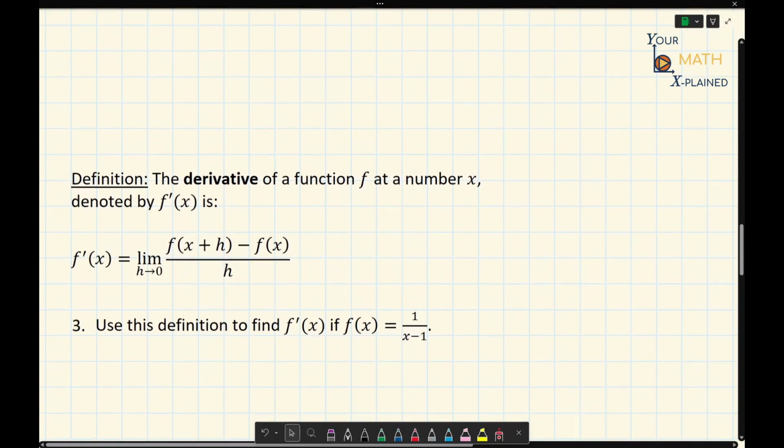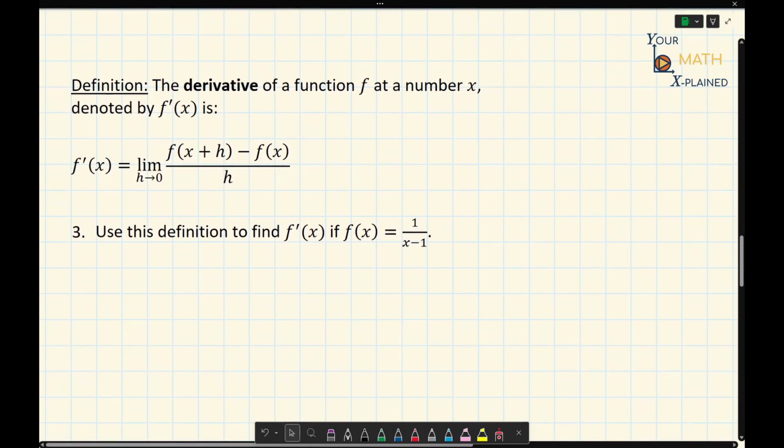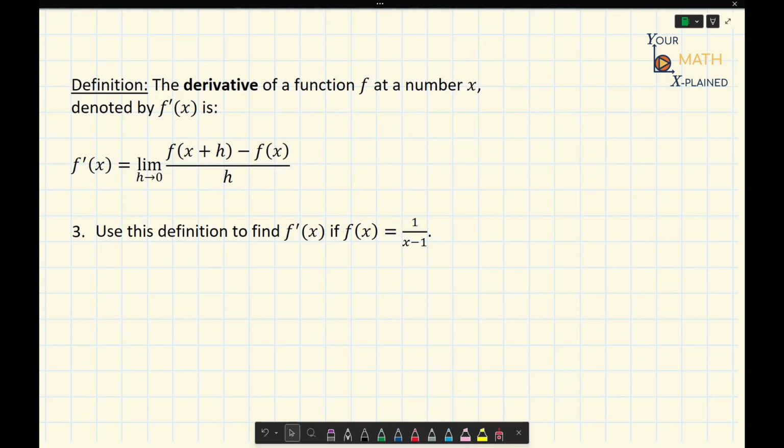So now all of this motivates our formal definition, and that's probably the most important one in this limits chapter. And that is the definition of a derivative. This definition says that the derivative of a function f at a number x, denoted by, we read this as f prime of x, is defined as f prime of x is equal to the limit as h approaches 0 of (f of (x plus h) minus f of x) over h.